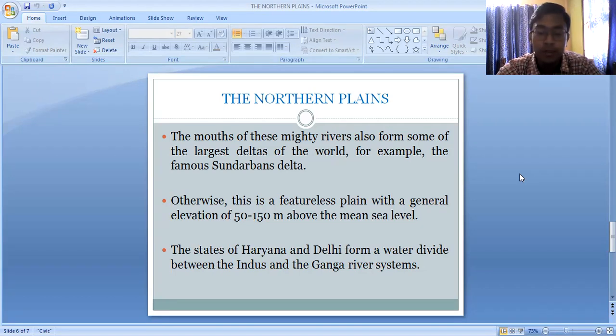Water divide basically means an uplifted area from where the water of the rivers flows in different directions. So Haryana and Delhi is an uplifted area from where, from the northwestern part, the Indus River flows, and from the southeastern and eastern part, the Ganga River flows. So it acts like a water divide. A water divide refers to an uplifted area, a highland, from where the rivers flow in two different directions.